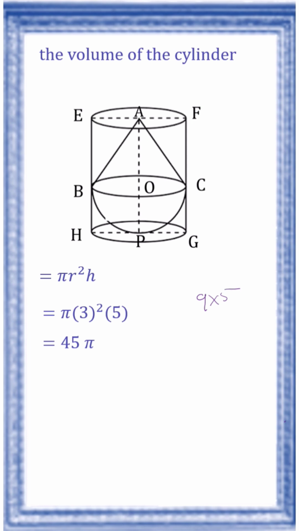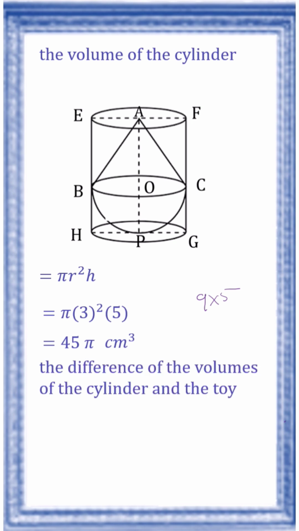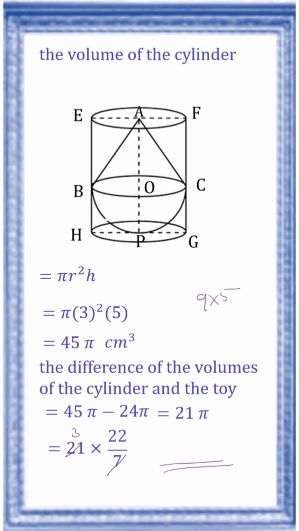Now let us calculate the difference of the volumes of cylinder and toy. How can we calculate? Volume of the cylinder, that is 45 pi minus 24 pi, which is the volume of the toy. 45 minus 24, that is equal to 21 pi. And now let us substitute pi is equal to 22 by 7. 7 ones are 7, threes are 22 into 3, that is equal to 66 centimeter cube.